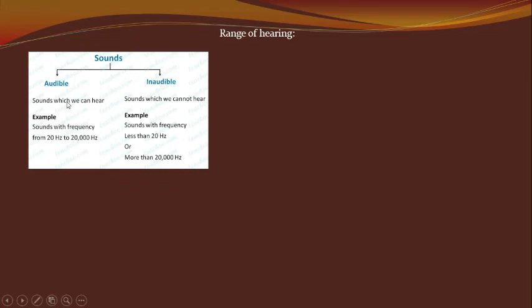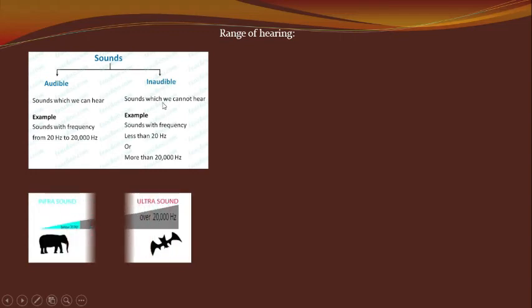Which is audible. Frequency less than 20 or more than 20,000 hertz khang ho kha inaudible sound ani. Inaudible sound ho chu infrasound le ultrasound.